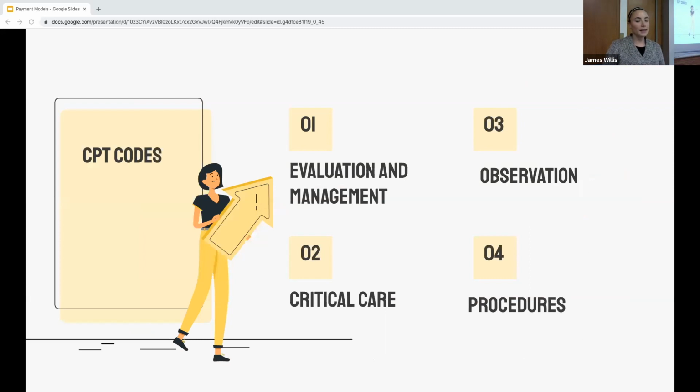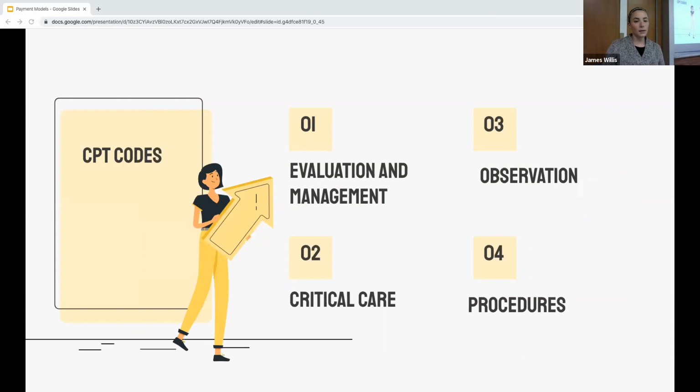So there's four main types of CPT codes. There's the evaluation and management codes, critical care, observation, and procedures. For evaluation and management, this is what's called your level 1 through 5 chart. Your level 5 being the more complex patient care and subsequently the higher reimbursement. This is based off of a number of factors. Like I said, history, physical exam, your medical decision-making. Also, if you document that you counseled the patient on anything, and care coordination, as well as the nature of the presenting illness.